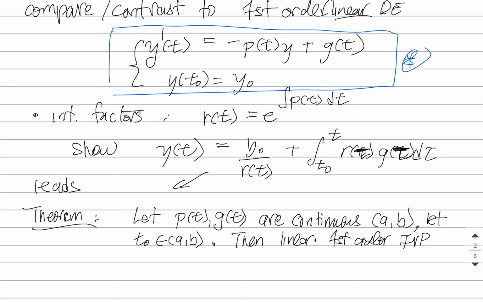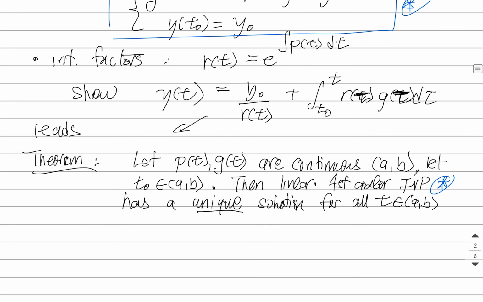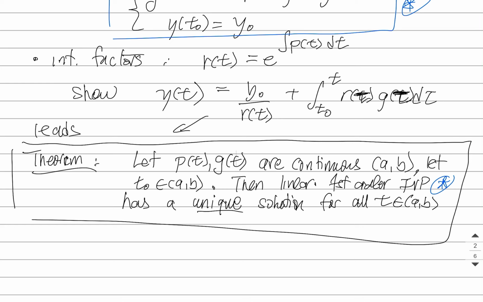Then the linear first order initial value problem, this one right here, we'll put a little star by it, has a unique solution for all t values that live in there. Now that is a very strong statement. It's a very strong theorem. Number one, it tells us that we have an answer. Number two, it tells us it's unique. And number three, it tells us exactly where it's going to live.